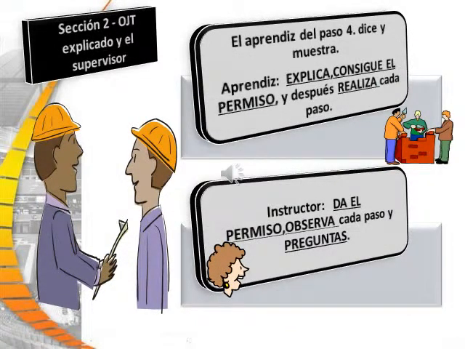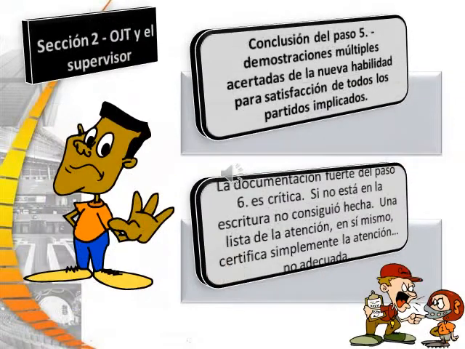In step 4, the trainee tells and shows. The trainee explains, gets permission, then performs each step. The trainer gives permission, observes each step, and questions. In step 5, the conclusion, there is a successful multiple demonstration of the new skill to the satisfaction of all parties involved.